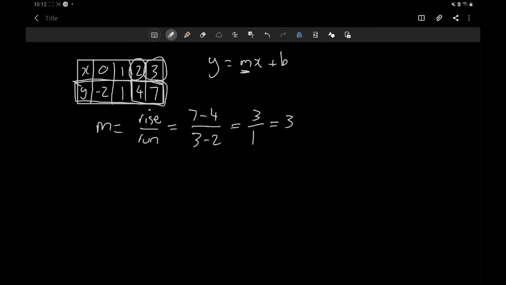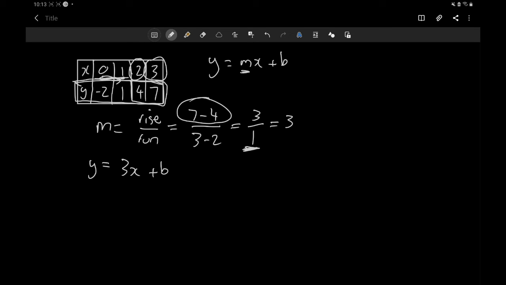You may have noticed that if the x values increase by 1, then this value here will always be 1. So a quick way of finding the gradient would be just to use this value if the x values increase by 1. So now we have m. Let's put that into our equation. Y is equal to 3x plus b.